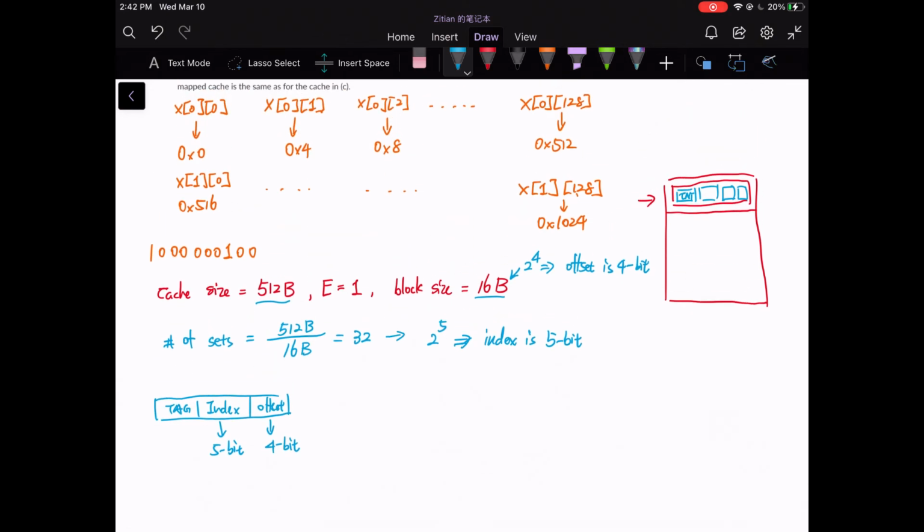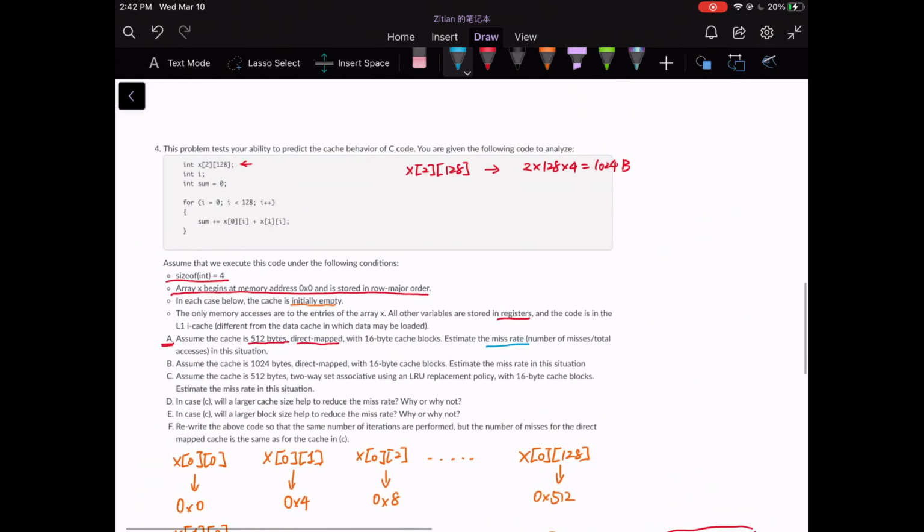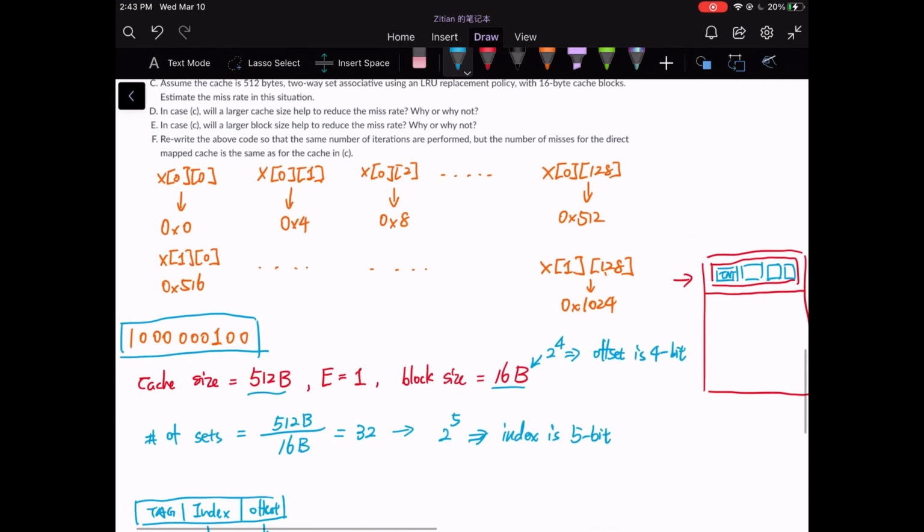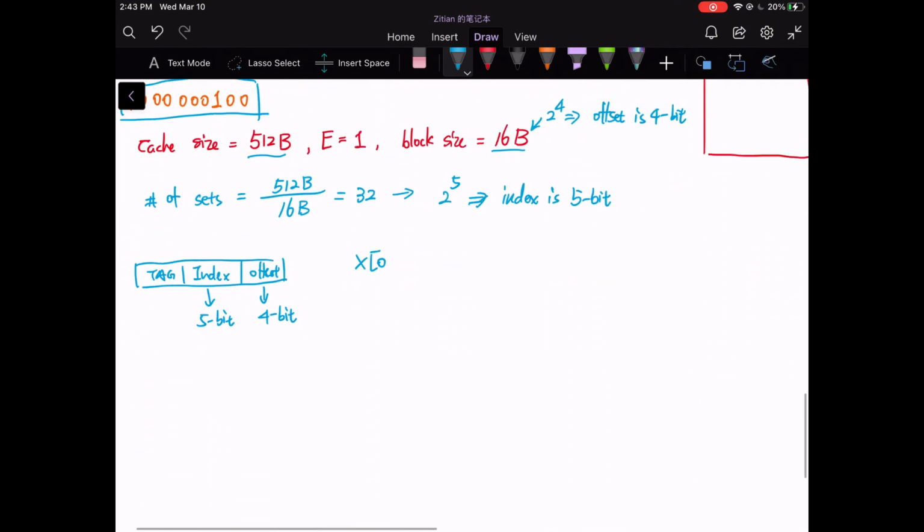By the way, we previously checked the binary of 0x516. You will know why I need to check that. And from this C code, we can see the sum. Basically, what we're doing here is just summing up all the integers inside this two-dimensional array. But the accessing sequence is x0i plus x1i. So when i equals 0, we are accessing x00 and x10.